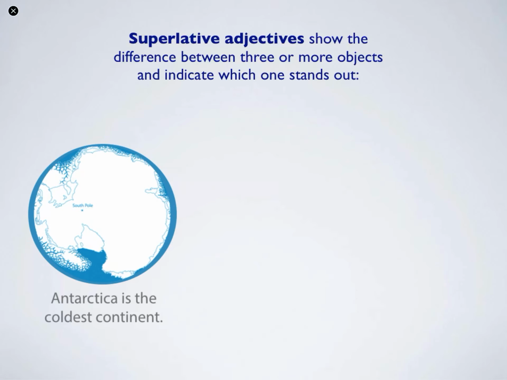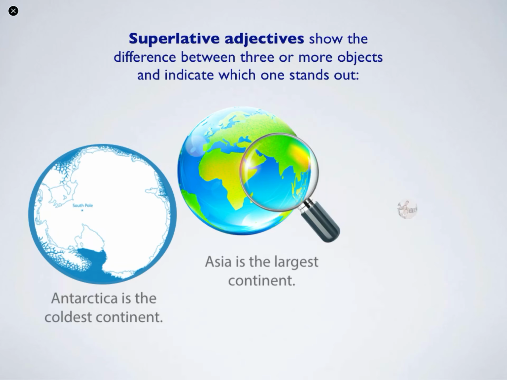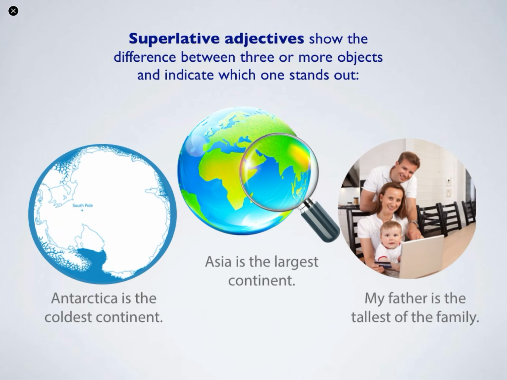The superlative adjectives, different from the comparative, show the difference between 3 or more objects and indicate which one stands out, which one is super. So to make a superlative adjective, we always have more than 2 objects being compared. Antarctica is the coldest continent. Asia is the largest continent. My father is the tallest of the family.